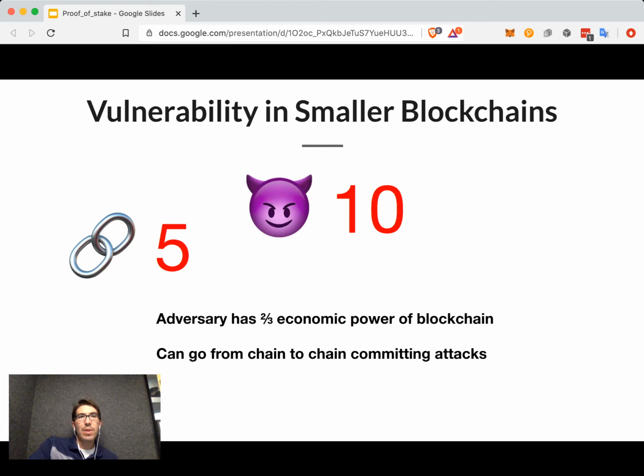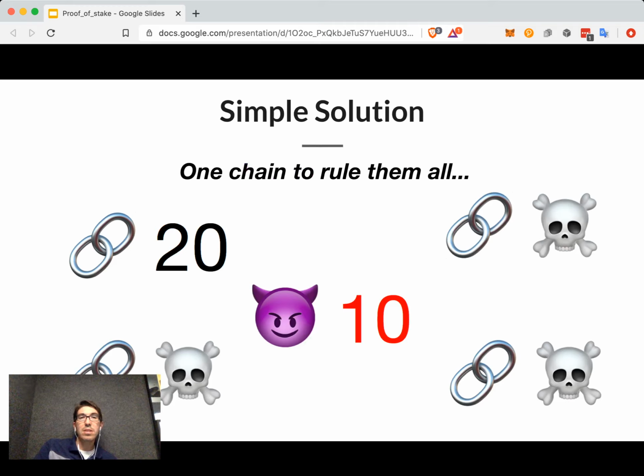So again, if we have these smaller blockchains, it's very easy for an adversary to go from chain to chain committing attacks. So one simple solution is to come up with a single proof of stake chain. Generally, it's easy in today's day and age to swap from token to token and to buy tokens on different chains. You should be especially wary of conducting high value transactions on chains with very small amounts of economic security behind them.